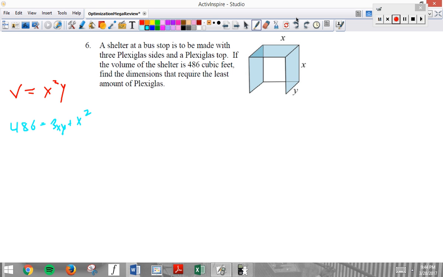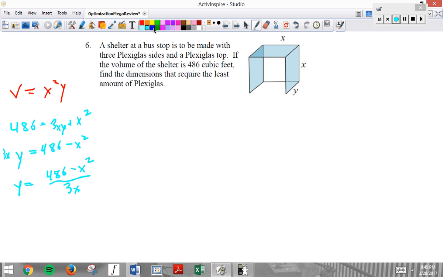Alright, again, y is easier to solve for down here. It's also easier to plug in. I'm just going to solve for y. 3xy equals 486 minus x squared. Y equals 486 minus x squared over 3x. Ugly, ugly, ugly? Sure, but not that bad. It's really not that bad overall. Trust me, boys and girls.